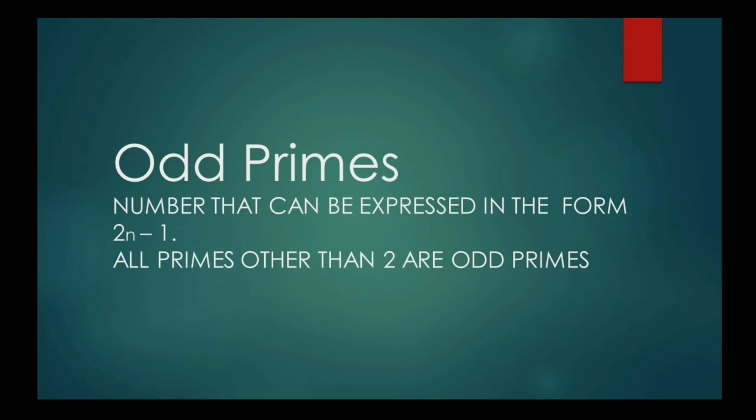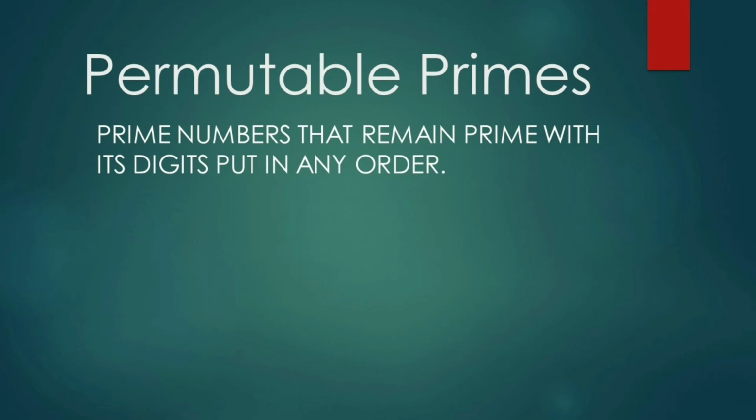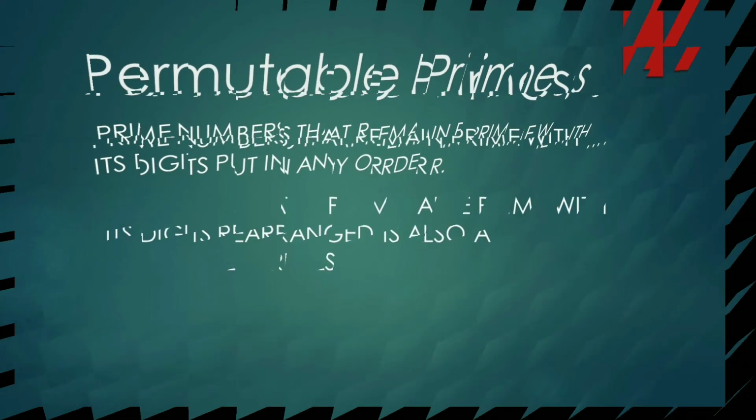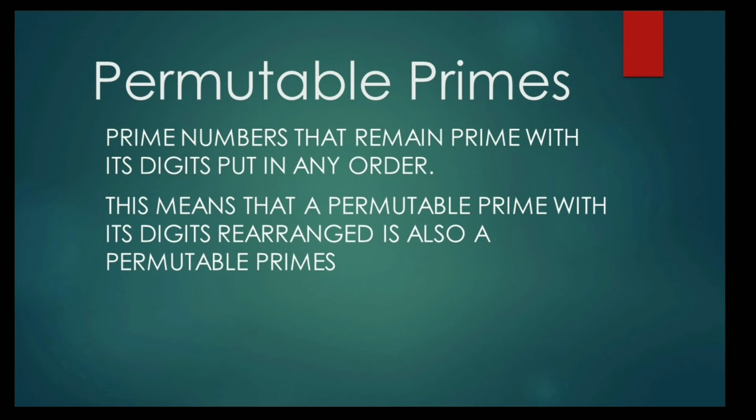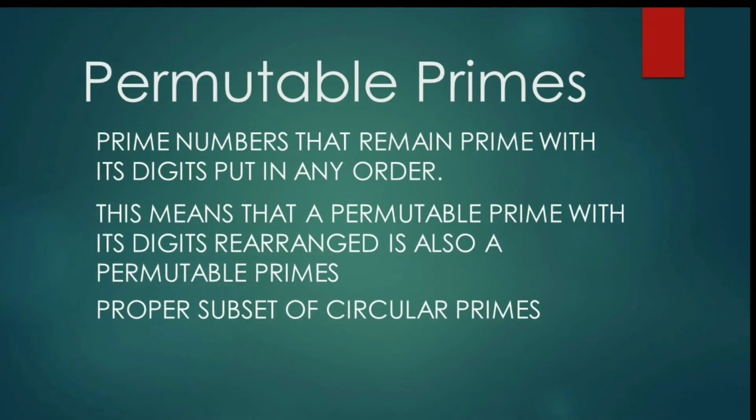Odd primes are numbers that can be expressed in the form 2n minus 1. All primes other than 2 are odd primes. Permutable primes are prime numbers that remain prime with their digits put in any order. This means that a permutable prime with its digits rearranged is also a permutable prime. Permutable primes are a proper subset of circular primes.